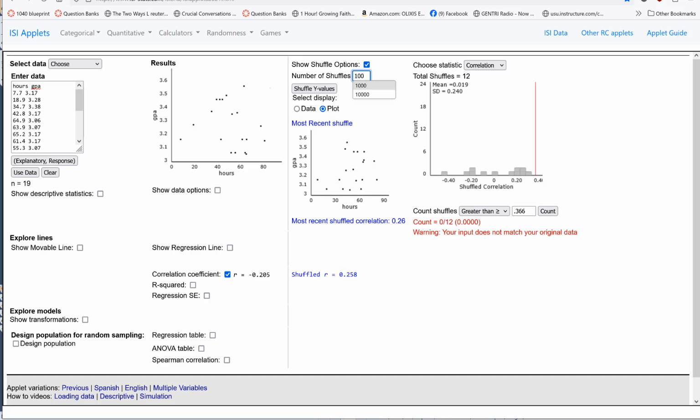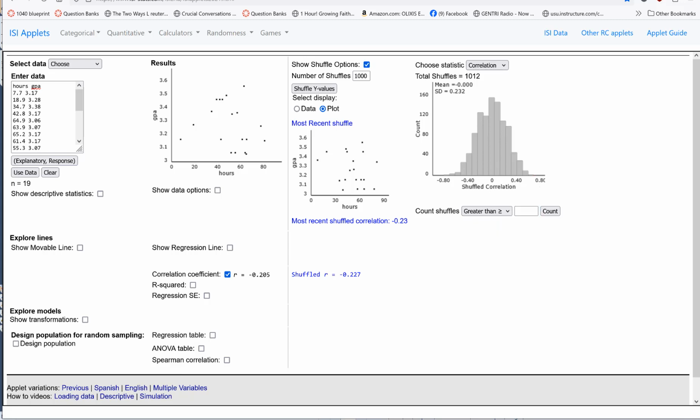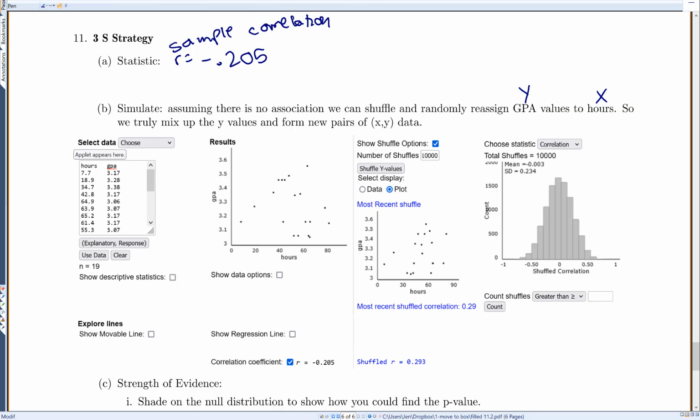And we keep going, and let's try just 1,000 times, because it does slow down our computer a lot. So I shuffle the y values. Let's come back to our notes.